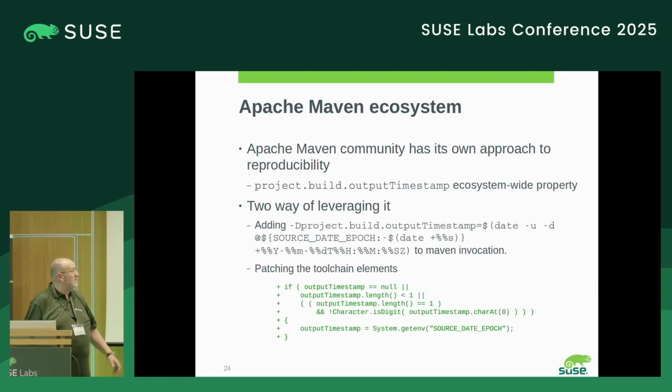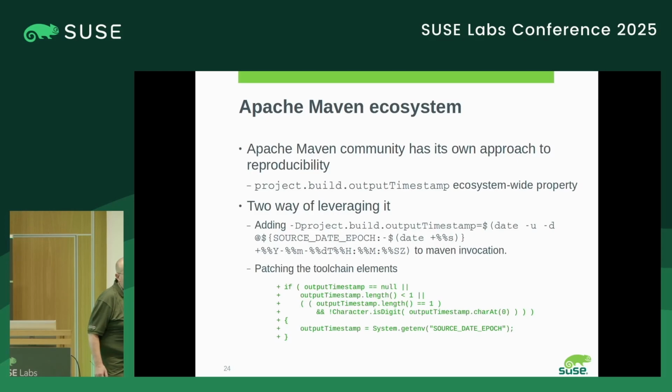Now, we are not the only ones who try to be reproducible. In Maven, the community is also doing things, and they actually created this project build output timestamp property that gives a timestamp that should be used everywhere. And the tools are using this property. We had, again, two ways to do it. In every spec file, when we invoke Maven, we could give this property. It's kind of a funny thing how to say.